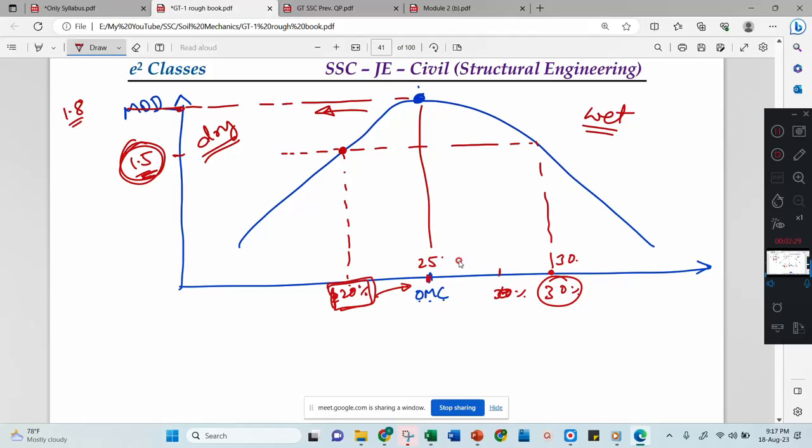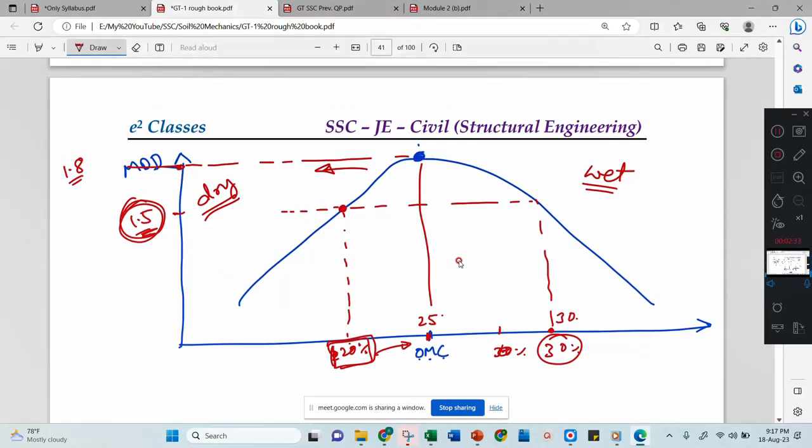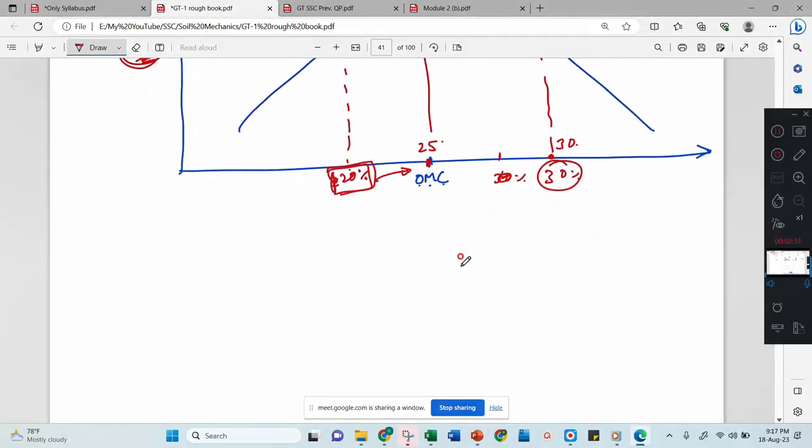Understood? Here what happens? Density is the same on the dry and wet side, but there are some other properties that will be changing. Those properties we have to discuss now. This is considered the effect of compaction on soil properties. Effect of compaction on soil properties.